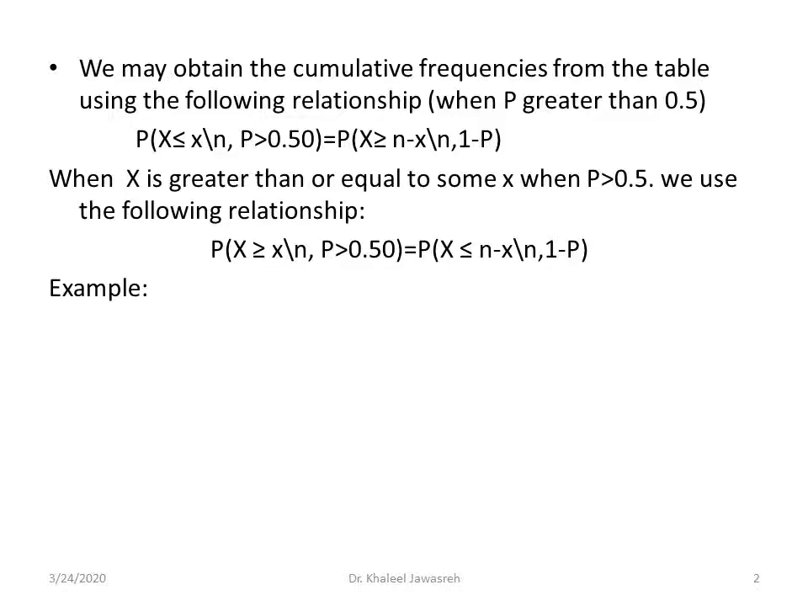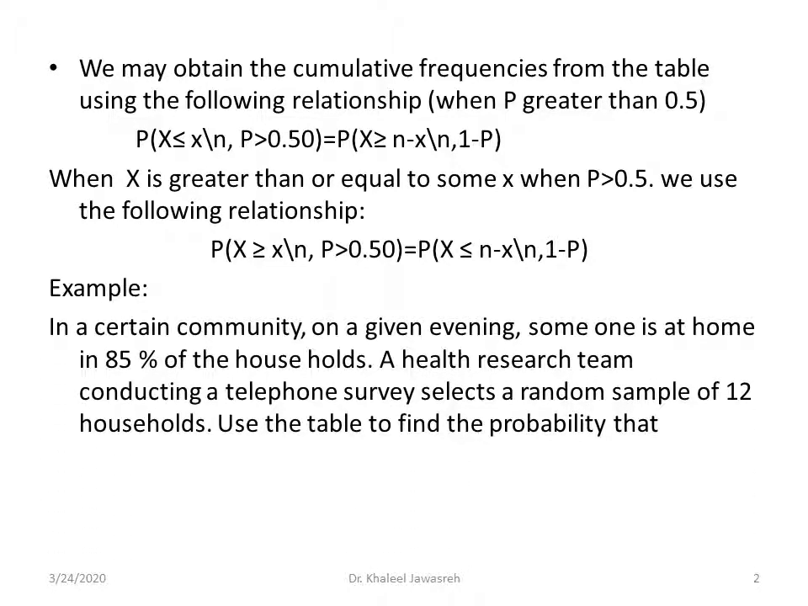And again, why do we need this? Because the binomial distribution table does not give us probabilities more than 0.5. This is why we need to use those equations. This is the main equation to be used for solving such problems. Now we will take an example.